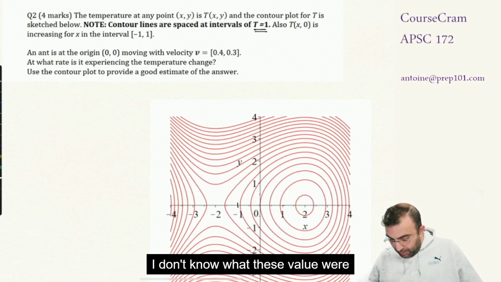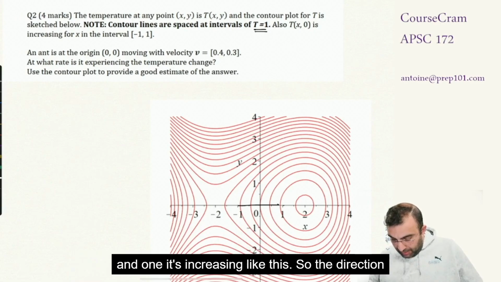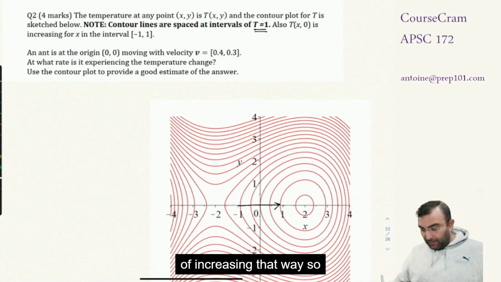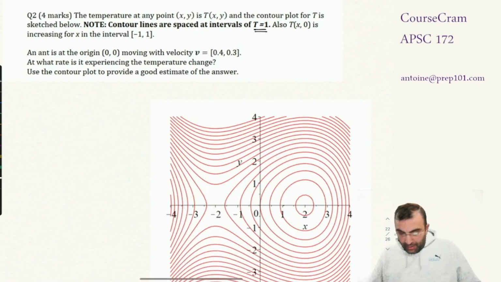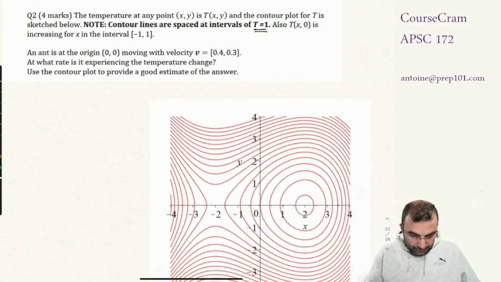So from here to here, as x increases, the temperature is increasing. So I don't know what each one of those values are, but we know between minus 1 and 1, it's increasing like this. So the direction of increasing is that way. An ant is at the origin, so our ant is right here.